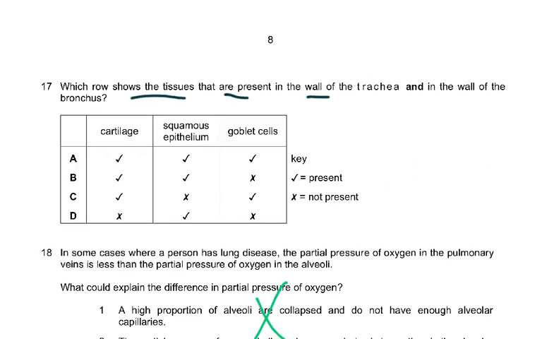Which row shows the tissues that are present in the wall of the trachea and in the wall of the bronchus? Now, the first thing was this was wrong. This was the red flag. Squamous epithelium is not present in the trachea and in the bronchus. It's ciliated epithelium. Squamous epithelium is only in the alveoli, and that was the biggest thing that you have to pick up. You must know. I'm going to, in the end, do something about the epithelium so that you all are very clear about it. So cartilage, yes, and goblet cells, yes. The rest was all rubbish. So 17, the answer was C.